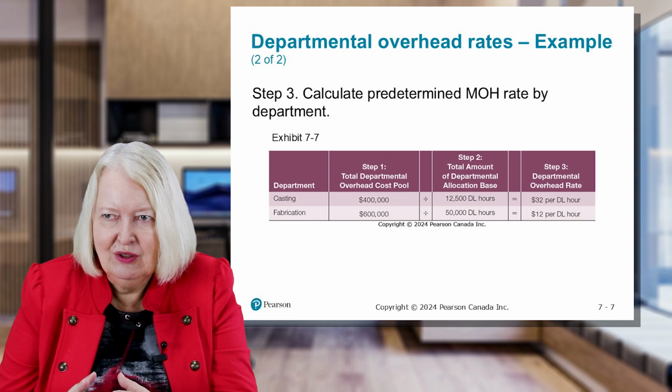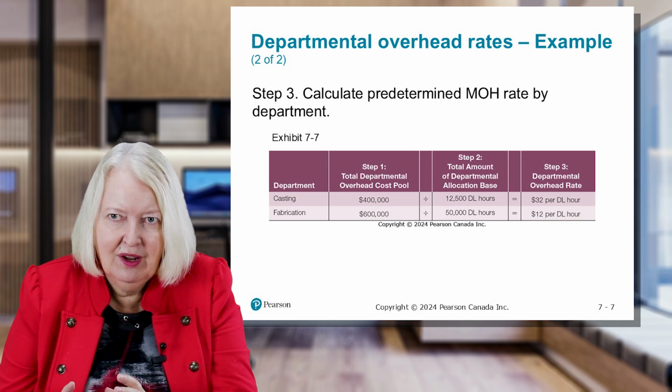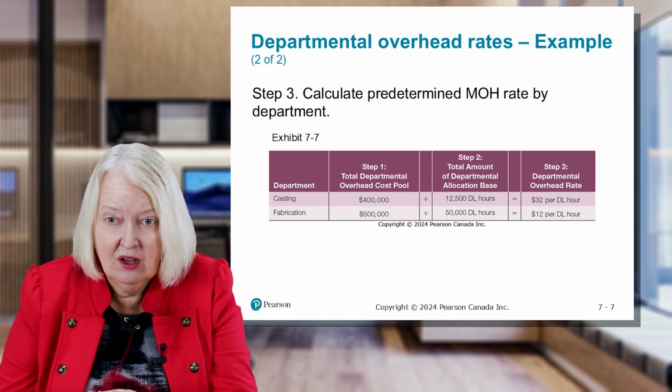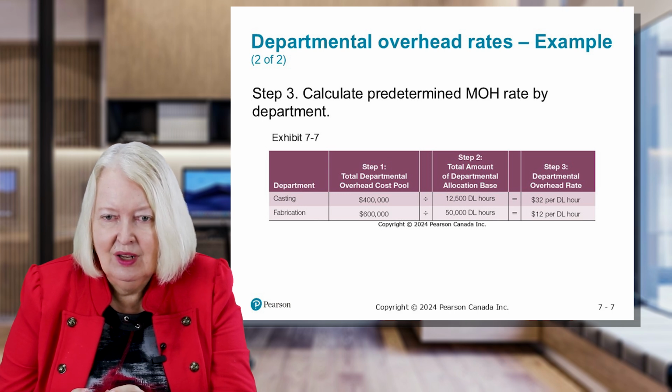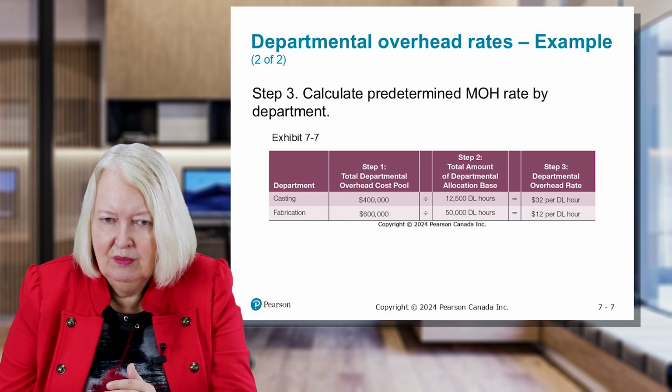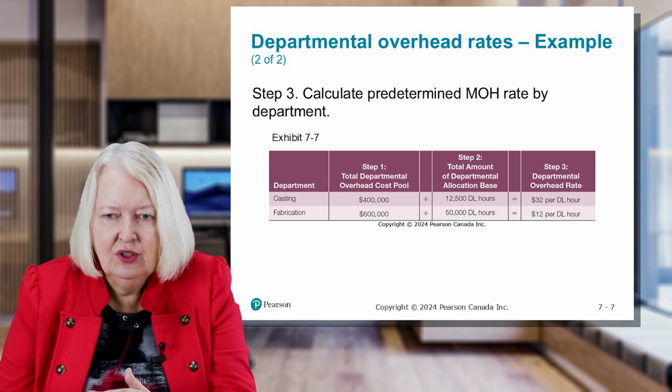So rather than using the predetermined overhead rate, the one rate, which you'll recall was $16, now what we're doing is we're breaking down your $1 million in overhead into two major components, casting and fabrication. So now you would look at how this is being allocated out.